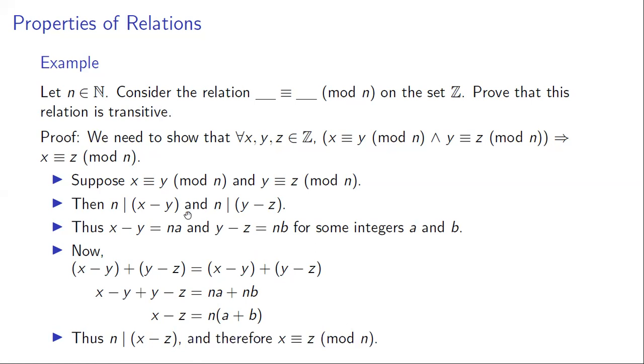So what did we do? We said, suppose x is congruent to y mod n and y is congruent to z mod n, meaning suppose the if part is true. And we concluded that therefore the then part must be true, that x is congruent to z mod n. So we have proved that this relation is, in fact, transitive.